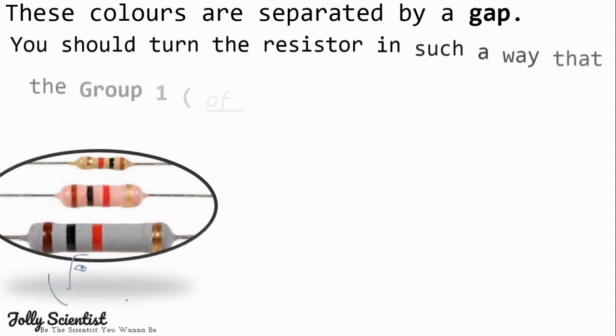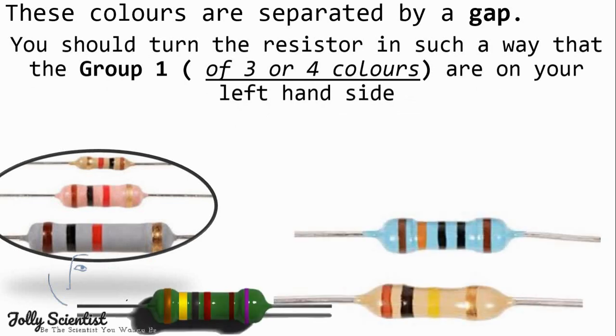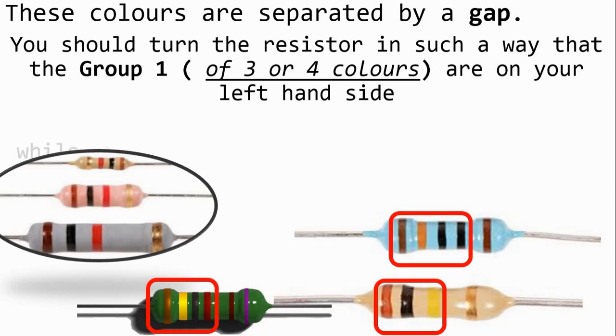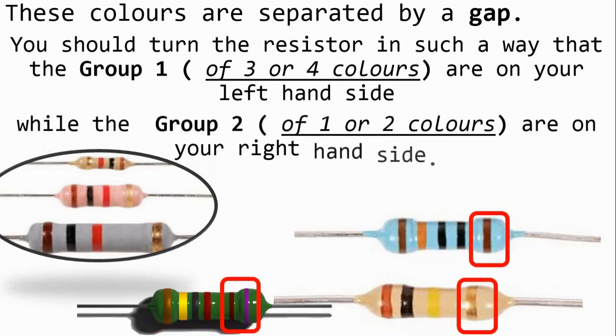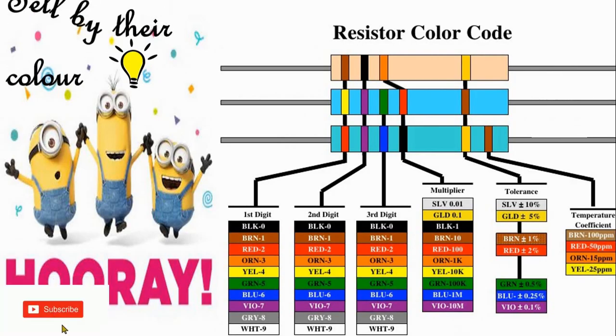Now, to read a resistor, you must turn the resistor in such a way that group 1, which contains 3 or 4 colors, is on your left hand side, while group 2 of 1 or 2 colors is on the right hand side. The colors on the resistors are actually used to determine the value of the resistor.